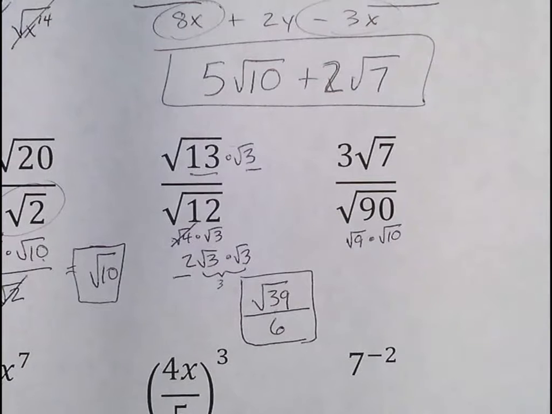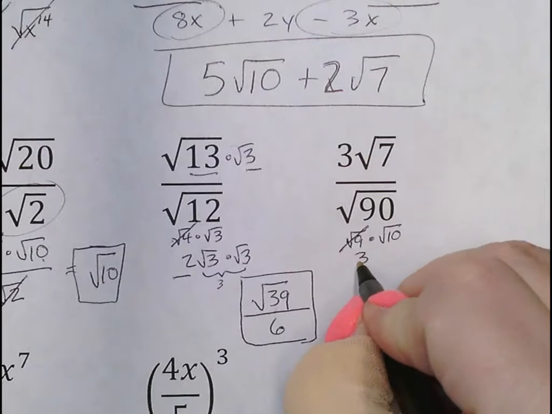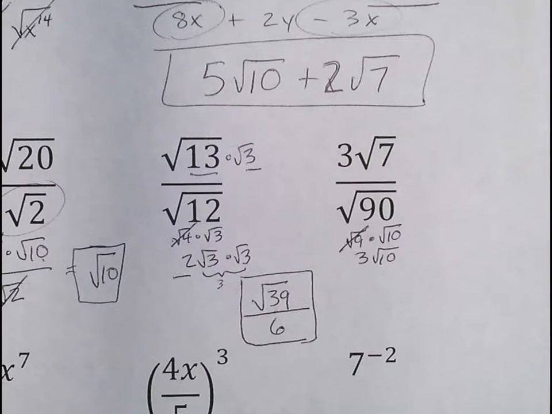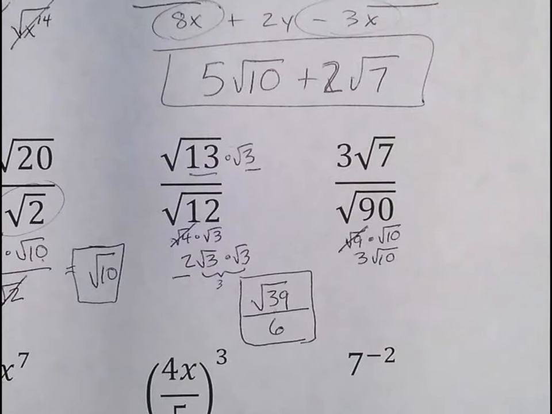Why 9 and 10 instead of 2 and 45 or 3 and 30? Because we can take the square root of 9. The square root of 9 is 3. We have 3 radical 10 for our denominator. Again, we're trying to rationalize the denominator.